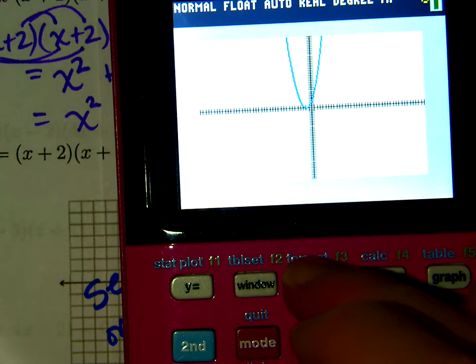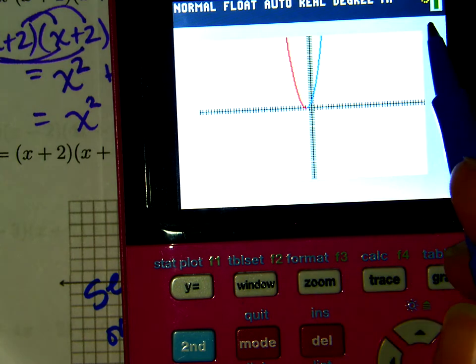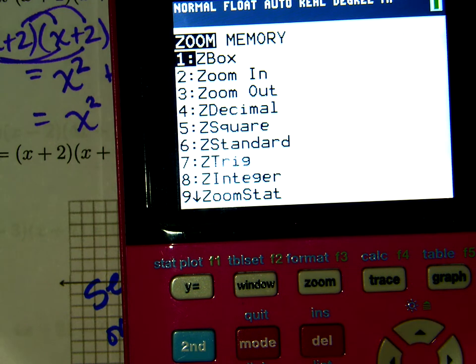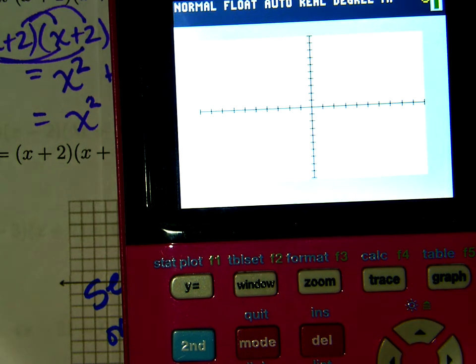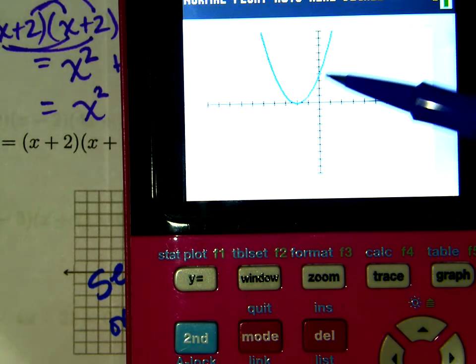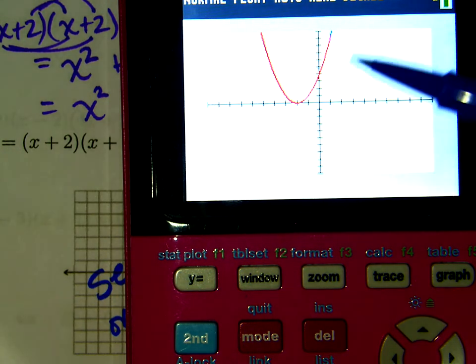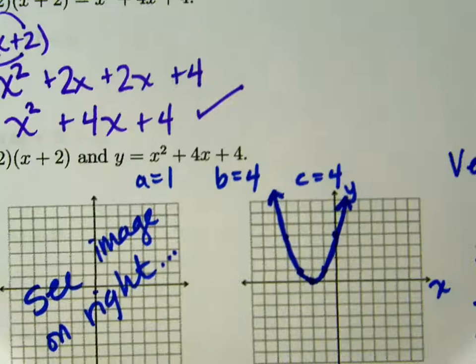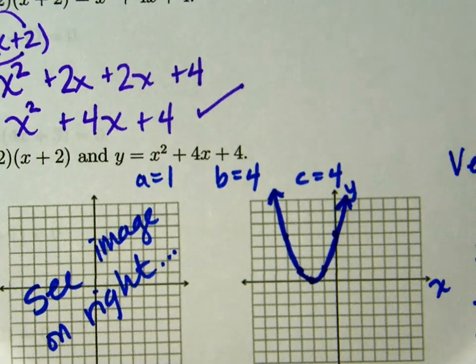And I'm going to actually go zoom. It's still thinking. Oh, that's good. It landed right on top of itself. Zoom, and I'm going to go to 6 standard. So there's the factored form image, and here is the general form image. Yay, same. And that verified that we actually graphed correctly, so that's nice.